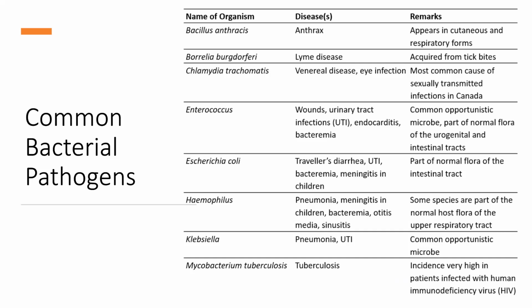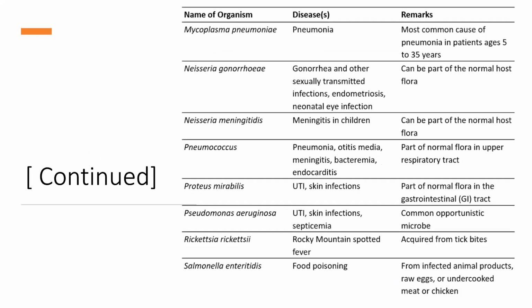Haemophilus causes pneumonia, meningitis in children, bacteremia, otitis media, sinusitis. Some species are part of the normal host flora of the upper respiratory tract. Klebsiella causes pneumonia or UTI. It is a common opportunistic microbe. Mycobacterium tuberculosis causes tuberculosis. Incidences are very high in patients infected with the human immunodeficiency virus.